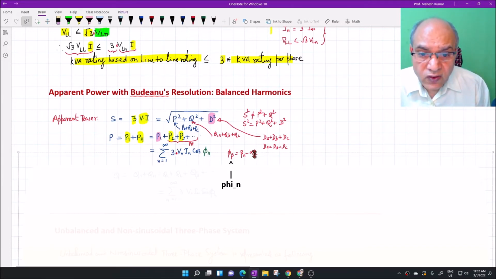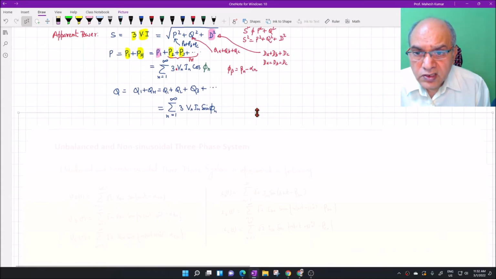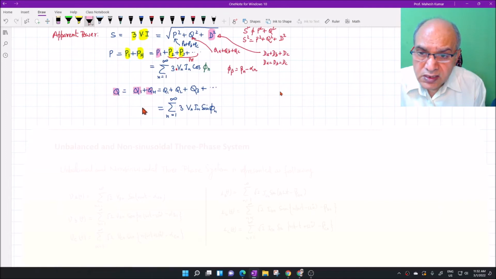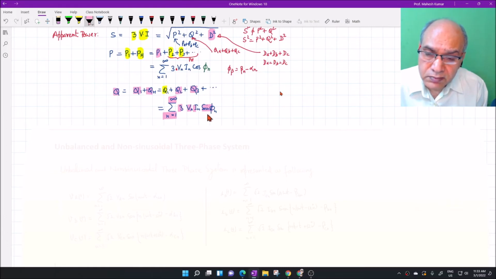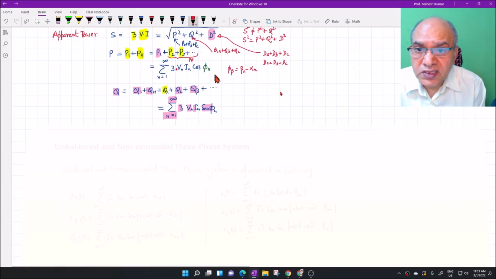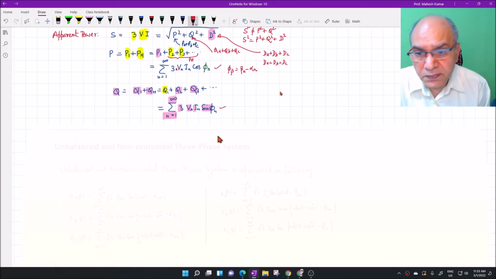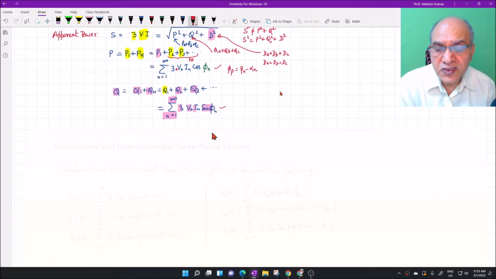Similarly, we can write for the reactive power, which is the sum of Q1 and QH. Q equals Q1 plus QH, and QH is nothing but Q2 plus Q3 plus Q4 and so on, and Q1 is the fundamental. Again these can be written as series for n from 1 to infinity: 3 Vn In cos phi n for real power and 3 Vn In sin phi n for reactive power. This is similar to the single phase system. The only difference is the factor 3 because it is a 3-phase system, and also Vn In because there are harmonics and fundamental. Clear? So these two expressions are the expressions for real power and reactive power. So this is the story of the 3-phase balanced system.